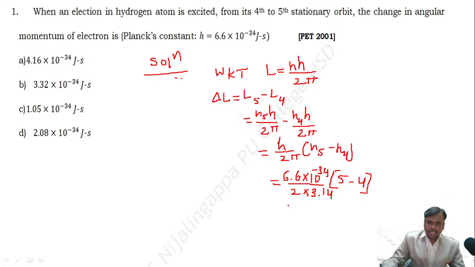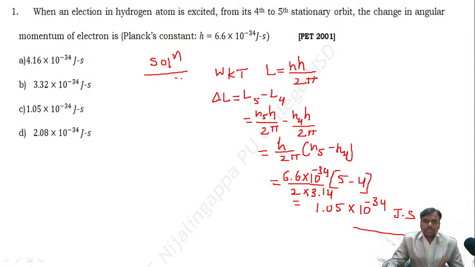This represents the fifth and fourth stationary orbits. By subtracting and simplifying, we get the final answer: 1.05 into 10 to the power of minus 34 joule second.